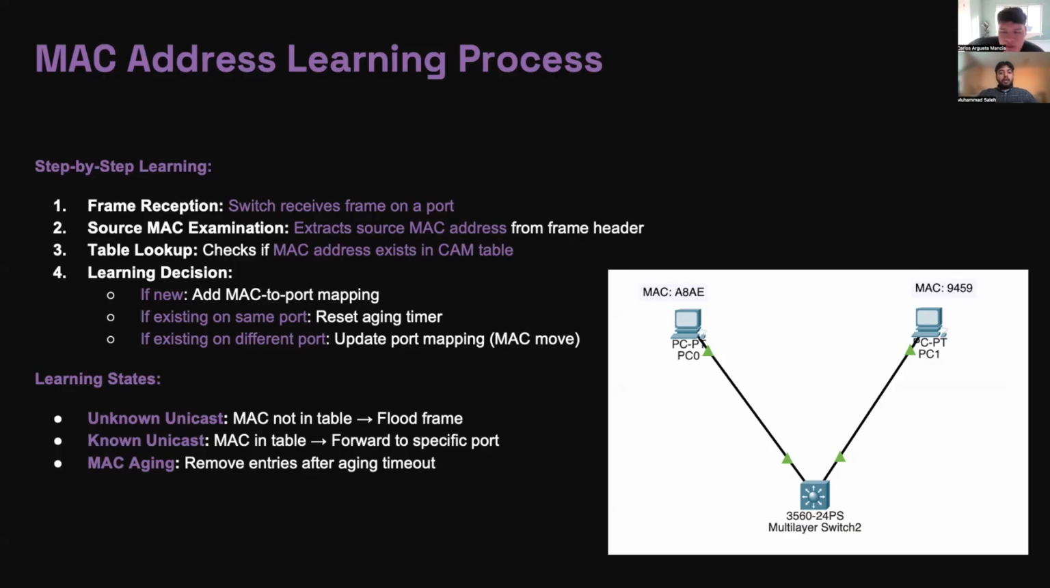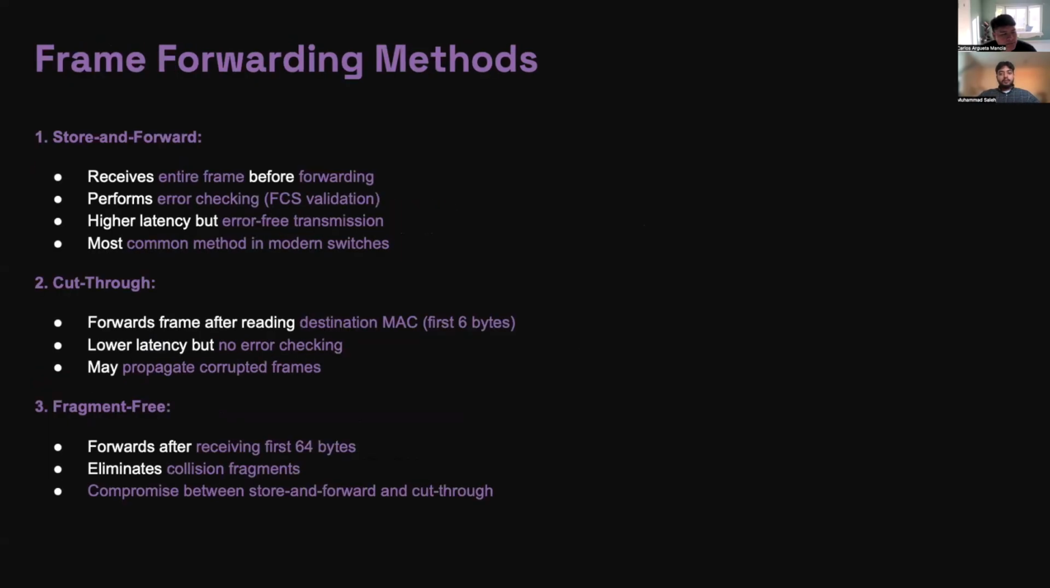And yeah, the MAC aging: as the timer expires, if the communication is not there between the devices, or PC0 is not communicating to any other device, then the aging timer will expire and the entry will be removed from the CAM table. I think that explains the MAC address learning process. Yeah, that's right on the dot.